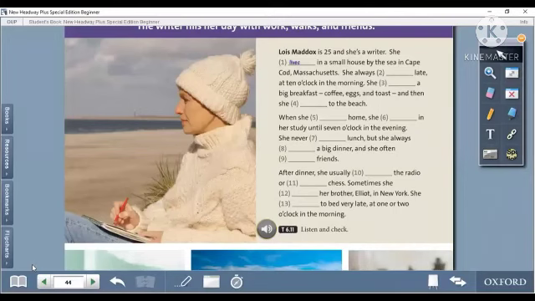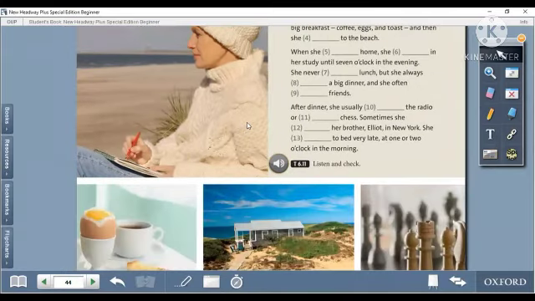Okay, so how old is she? She is 25 years old. And what's her job? She is a writer. Okay, where does she live? She lives in a small house. Okay, what about her day, her daily routine? Let's talk about her more.